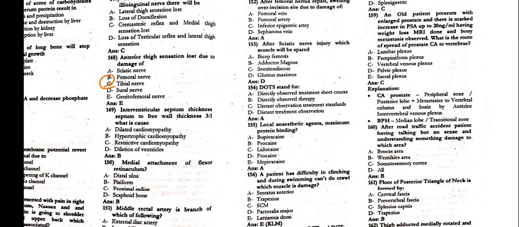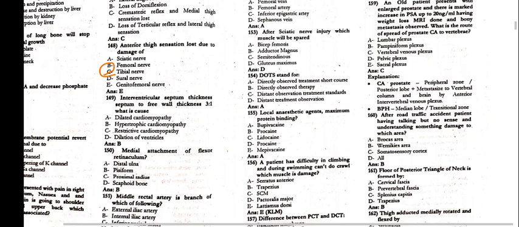159, an old patient presents with an enlarged prostate and there is a marked increase in the PSA up to 20. Having weight loss, MRI done and bone mets observed. What is the route of spread of the prostate carcinoma to the vertebra? That is going to be the vertebral venous plexus.